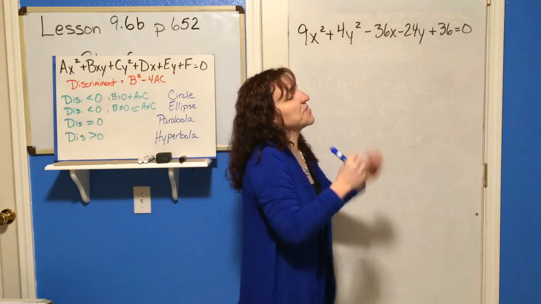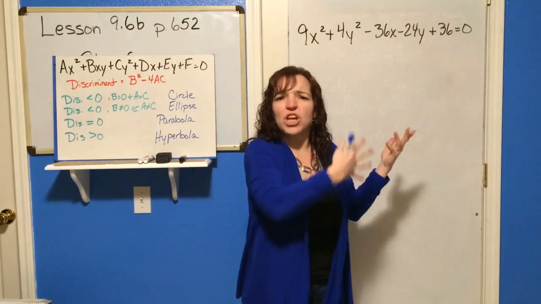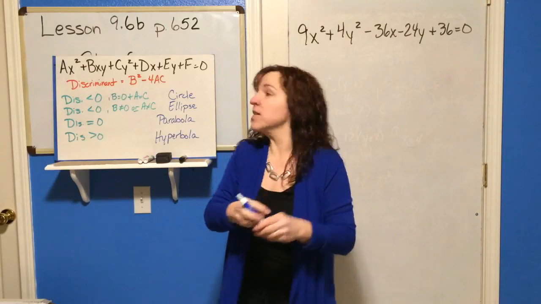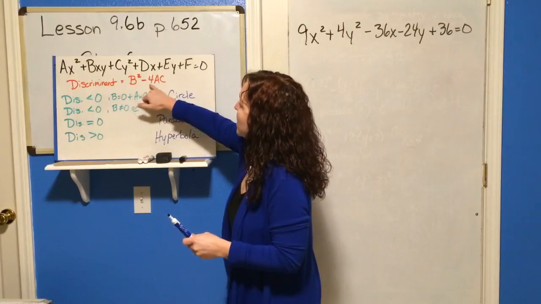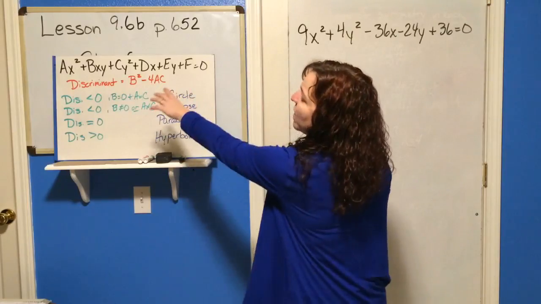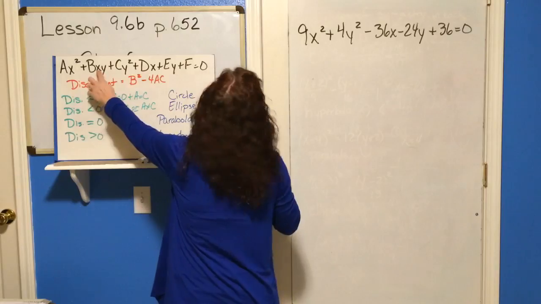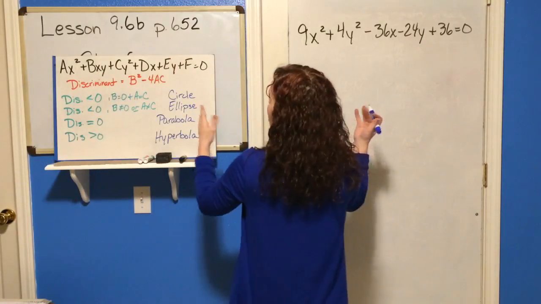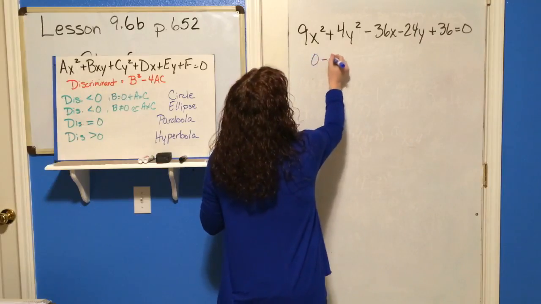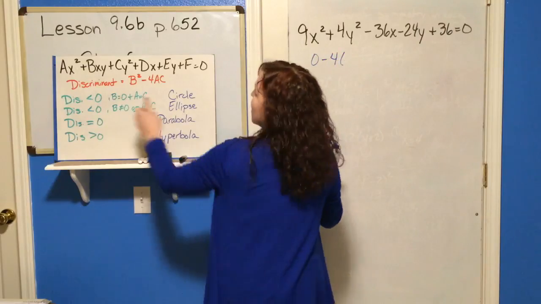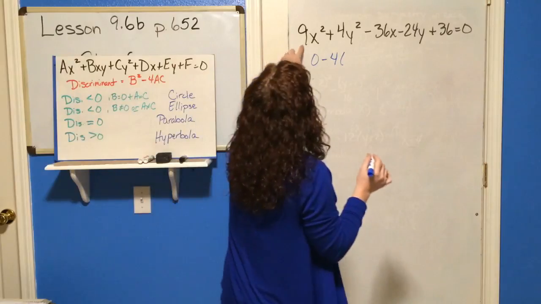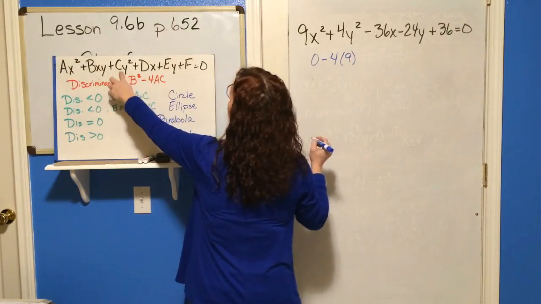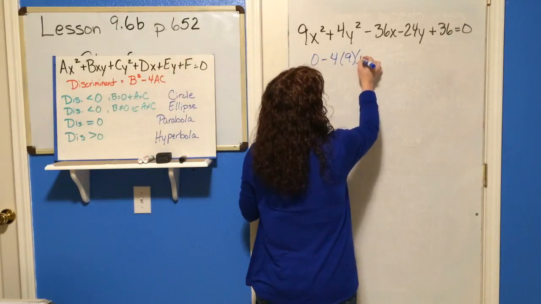The step one is to find out, well, what on earth shape do we have? We can do that by working out the discriminant. So the discriminant was b squared minus 4ac. So we find the b. The b is the xy value. And in this equation, there is no xy value. So we have 0 minus 4 times a. A is the x squared coefficient, so 9, times c, which is the y squared coefficient, and that's 4.